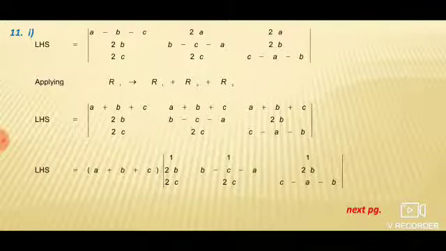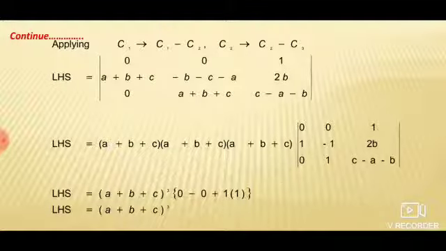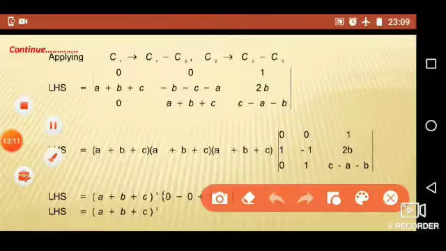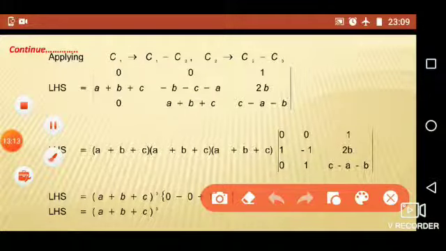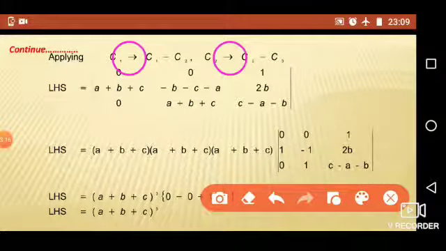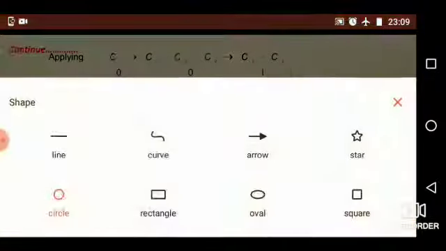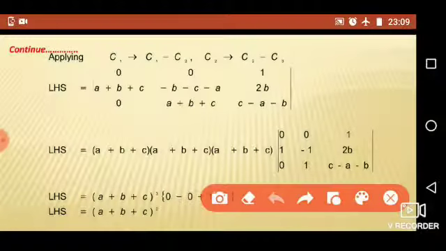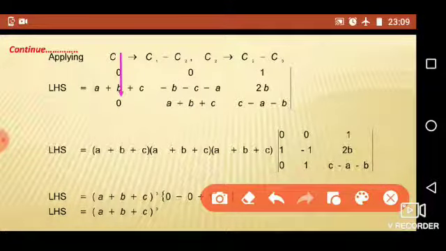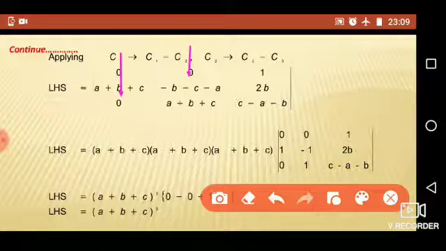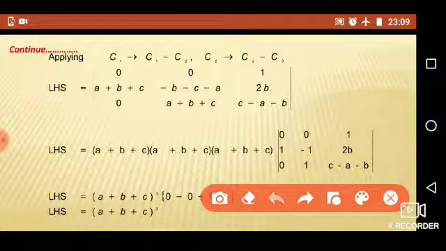Since 1 1 1 are there in the first row, it is better to get the maximum zeros in the determinant. Now applying the column operations, C1 changes to C1 minus C2 and C2 changes to C2 minus C3. Then we have the elements in the first column as 0, a plus b plus c, 0, and in the second column the elements are 0, minus b minus c minus a plus b plus c, and the third column remains the same. Therefore there are common factors in the first and second column respectively.